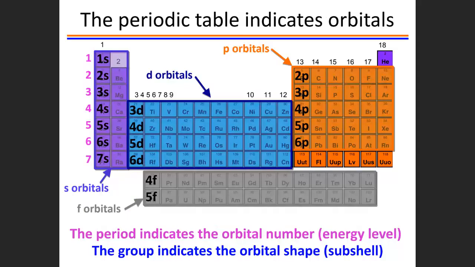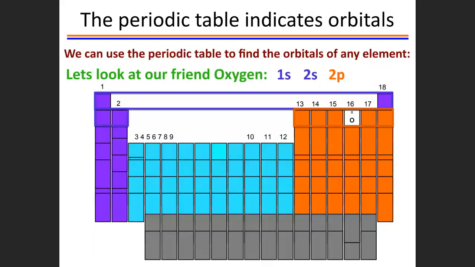The period indicates the orbital number this way, and energy level. The group indicates the shape. The periodic table indicates the orbital. See, we can use the periodic table to find the orbitals of any element. So in that case, we could look into here. Let's look at our friend oxygen.